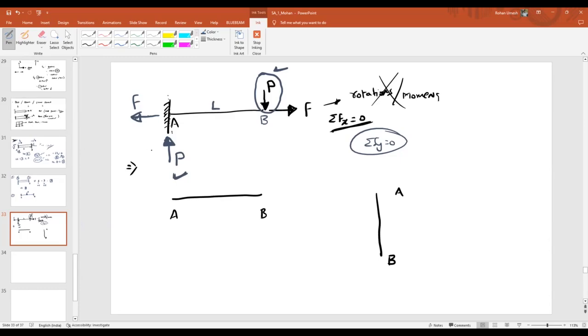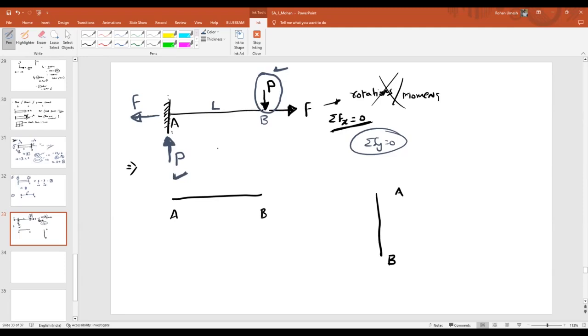Now, these two are trying to rotate your member. In which direction? Imagine this is in the upward direction and this is in the downward direction. They are trying to rotate your member in the clockwise direction. Do you want to allow the rigid body rotation? We don't want to, right? How will we avoid it? By applying the moment in the opposite direction.